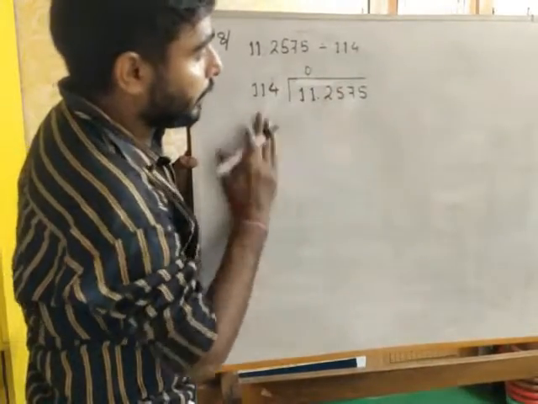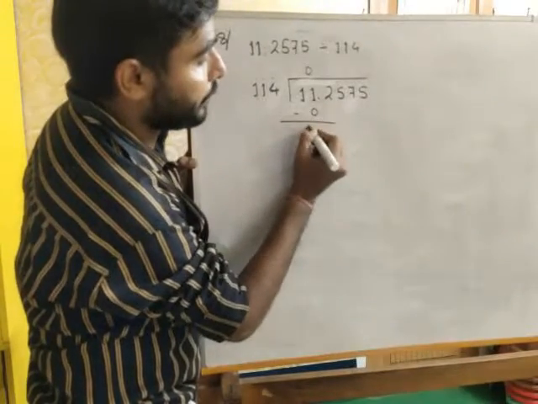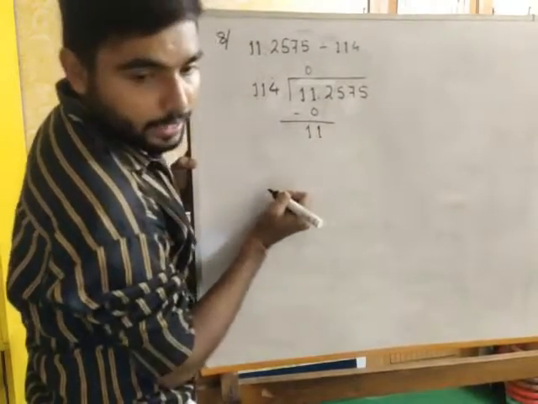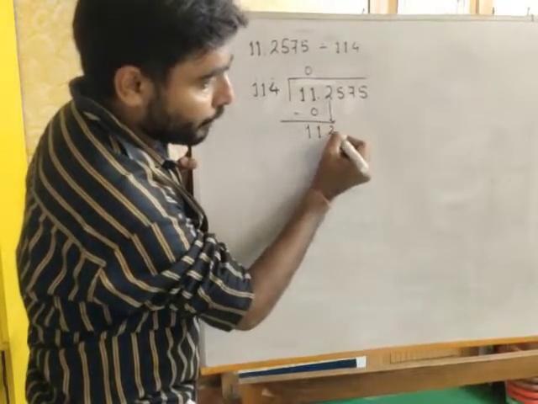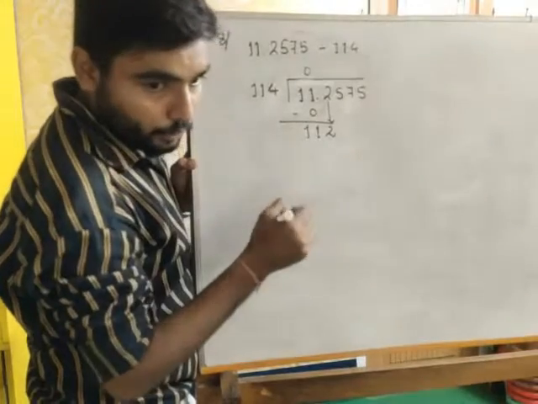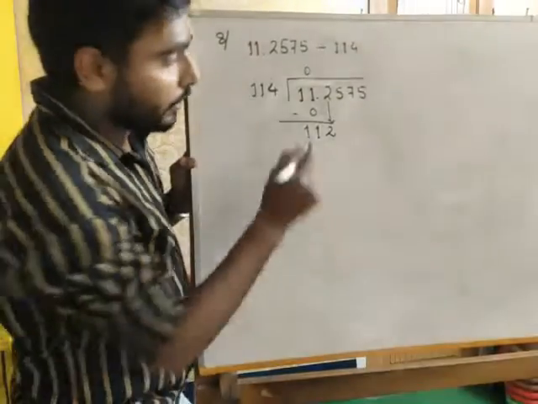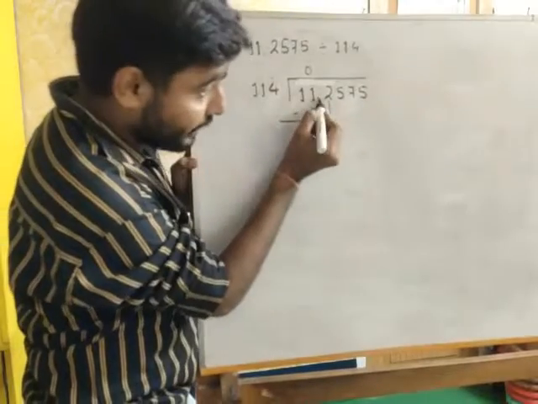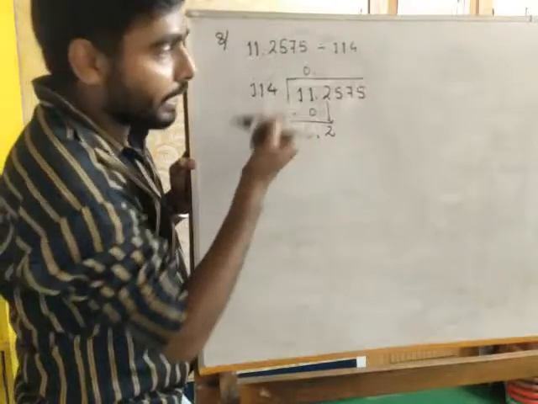So 114 into 0 will give you 0. After subtraction, we will have 11 left. What is the next number? 2. That will be taken down. So once you are taking 2 down, you need to see that there is a decimal sign. You need to be very alert. You can see there is a decimal sign that needs to be written in the quotient. Then now we have written it.